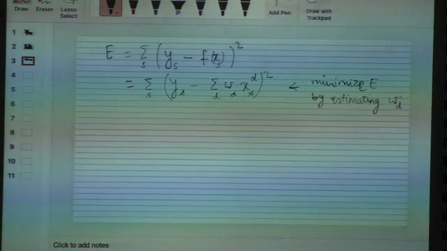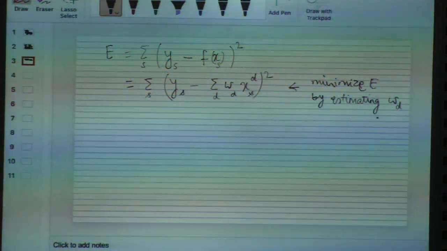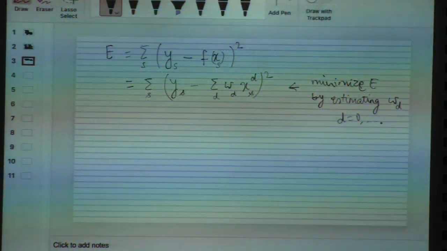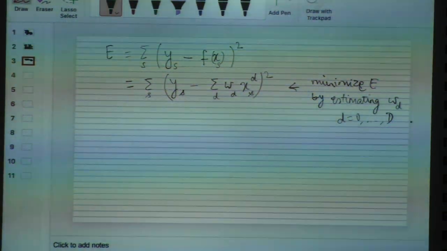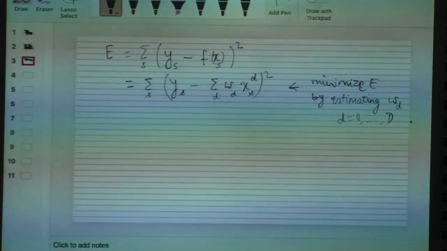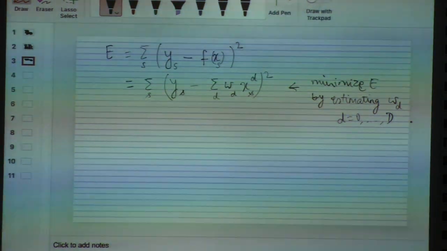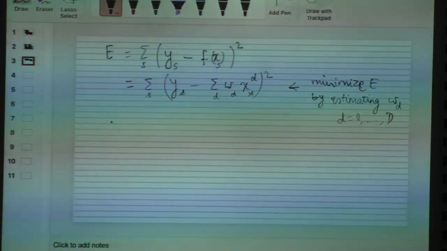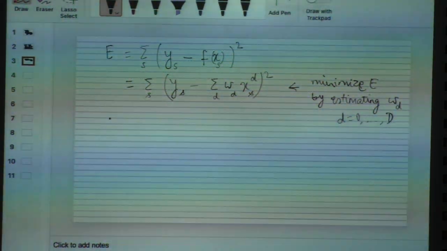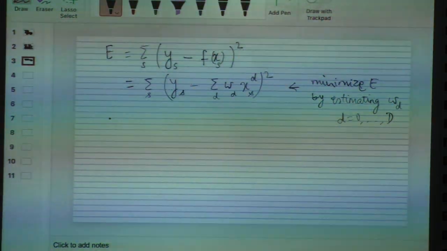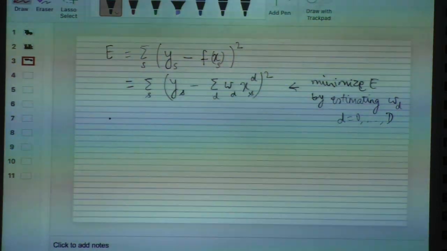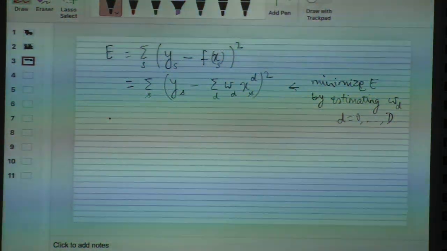So how many such parameters are there? D plus 1 parameters are there, right? D is equal to 0 to capital D. Correct? I want to minimize E subject to this. How do I do minimization now? How do you find the minimum of a function? Differentiate and equate it to 0, because at the minimum, my derivative is 0.